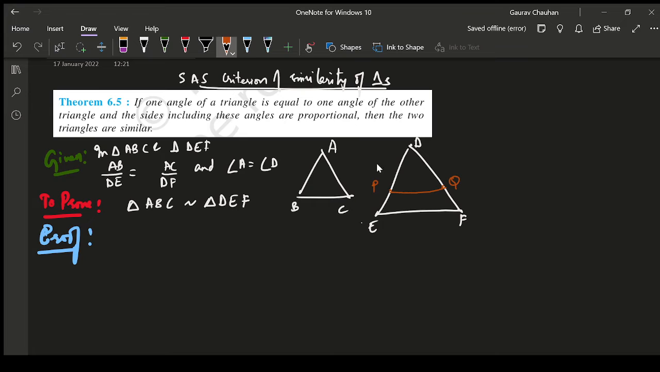in such a way that DP is equal to AB and DQ is equal to AC, right? That's my construction here as well. So let's write that down.